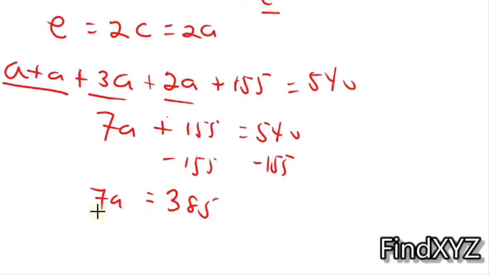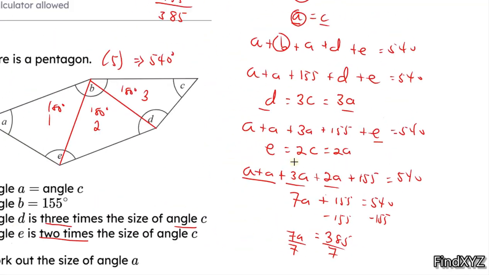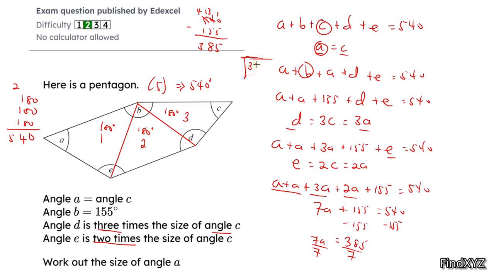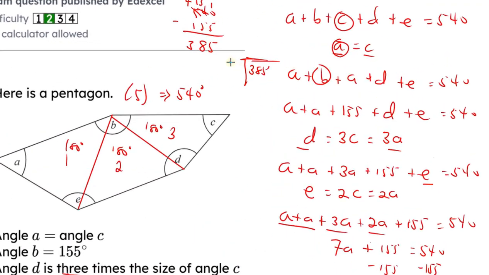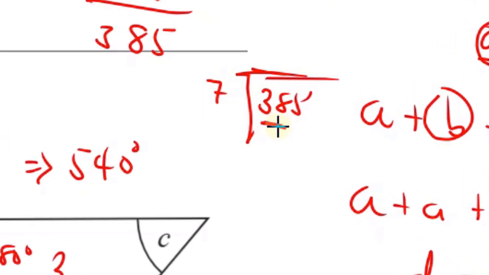Then because we are looking for A, we divide both sides by the coefficient of A, which is 7. So what is the value of A? Now, since we are not allowed to use calculator, I want us to use the long division method to find 385 divided by 7. So I'll bring my dividend inside, which is 385. I'll bring my divisor outside, which is 7. How many 7 are in 38? That will give us 5. 7 times 5 will give us 35.